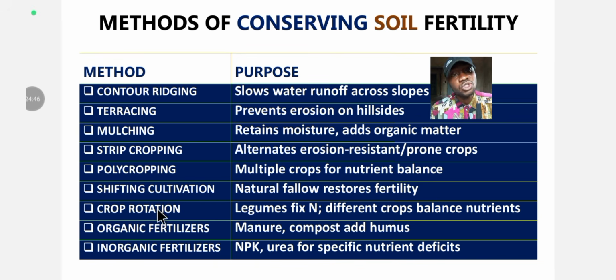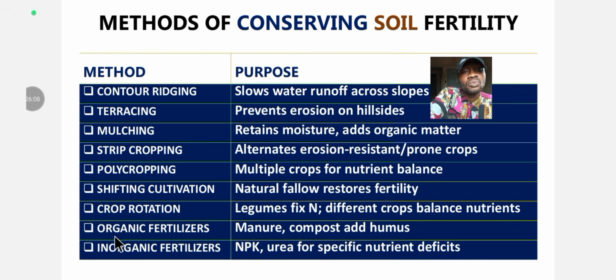All right, the next we have is crop rotation, whereby you plant this crop on this land this year, and the next growing season you don't plant that same crop again. You change the crop, you rotate the crop. Legumes fix nitrogen to form ammonia because they have bacteria that normally stay in their root nodules. So you can see how that kind of crop can help replenish lost nitrogen in the soil. Different crops balance nutrients. That's crop rotation: not planting only one crop, but planting different crops.